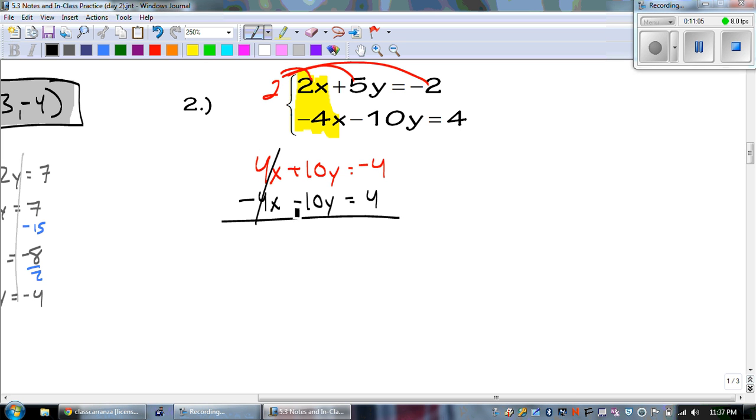So perfect, our x's cancel just like we planned, but what happened to the y's? Yeah, those cancel too, and we're left with 0. And then on the right side, negative 4 plus 4, that's right, those cancel too, so 0 equals 0, which is a true statement, which means our answer is infinite solutions.